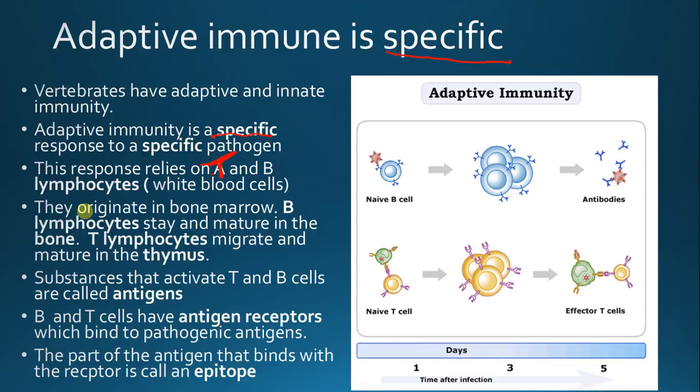B lymphocytes stay there and mature in the bone. That's why they're called B cells. They mature in the bone. And T lymphocytes, the other part of the adaptive immune system, migrate and mature in the thymus. That's why it's called a T lymphocyte.